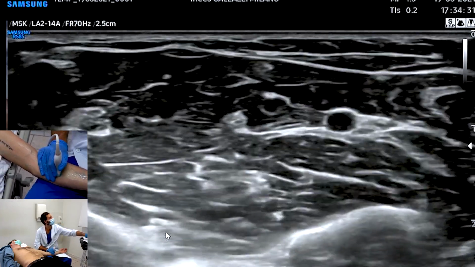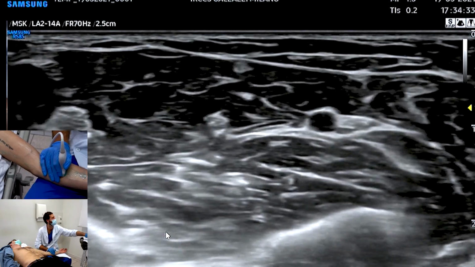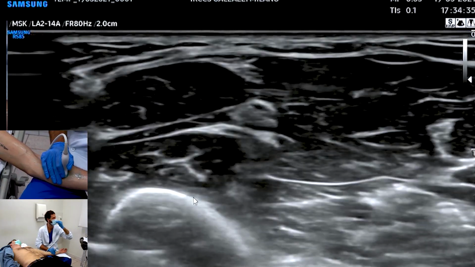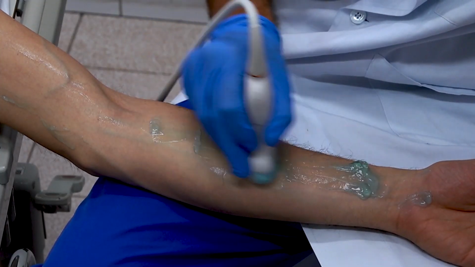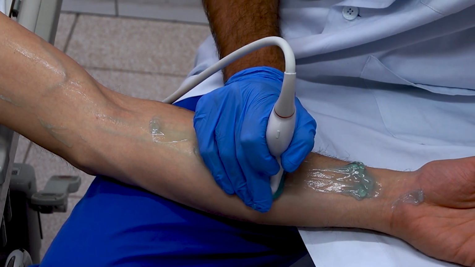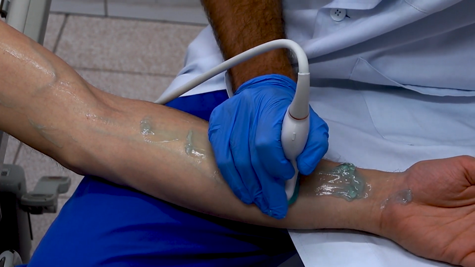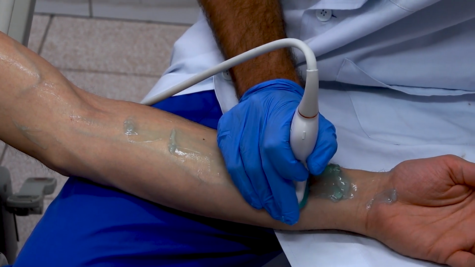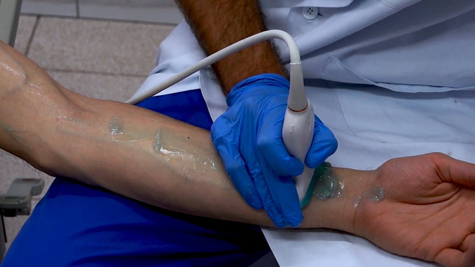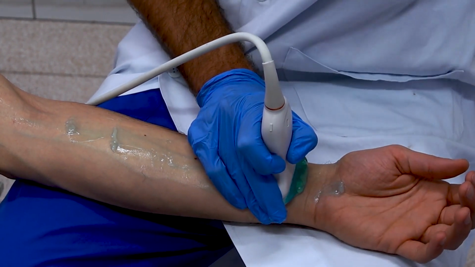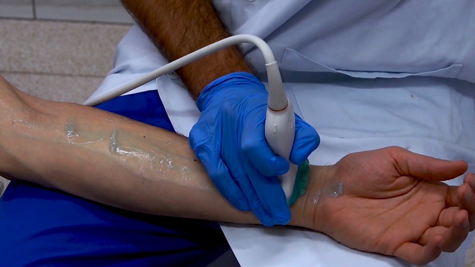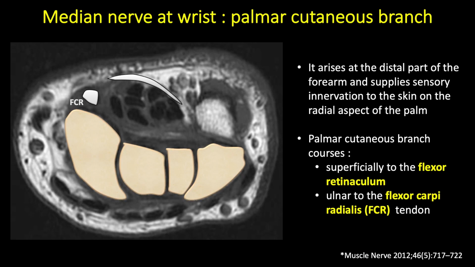But now, going back to the median nerve, we can see in the mid part of the forearm how this nerve becomes gradually more superficial. The median nerve tends to become more and more superficial before approaching the carpal tunnel, passing between the flexor digitorum superficialis and the flexor digitorum profundus tendons, and then enters the carpal tunnel.